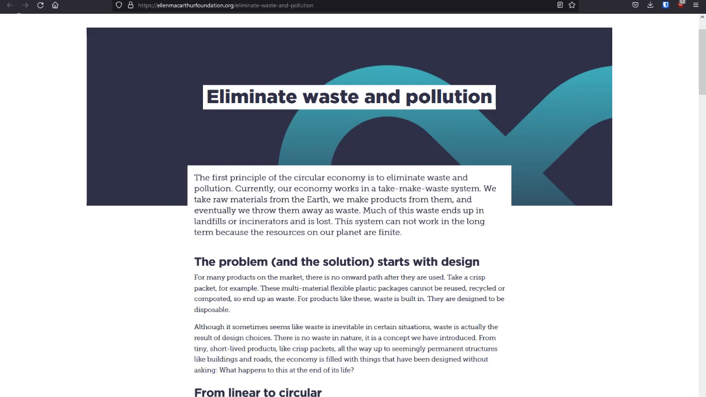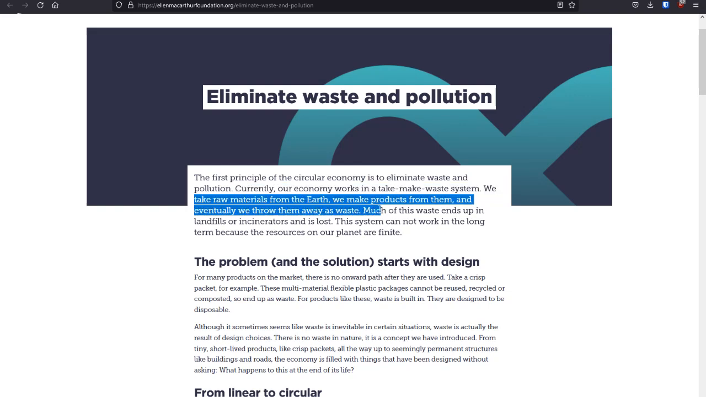The first principle of the circular economy is to eliminate waste and pollution. So we already stated this. Currently, our economy works in a take-make-waste system. I am not going to repeat this. We have stated this several times now. So we know the linear flow of resources, what problems arose out of this linear system, and how this actually works through the take-make-waste principle. We take raw materials from Earth, we produce something with them, eventually throw them away as waste. So the system is not really going to work in the long term because our planet's resources are finite.